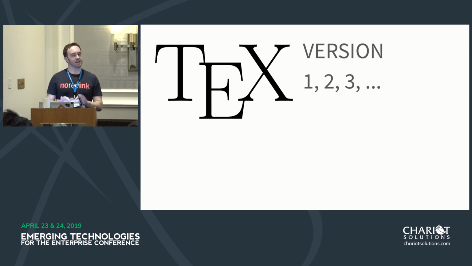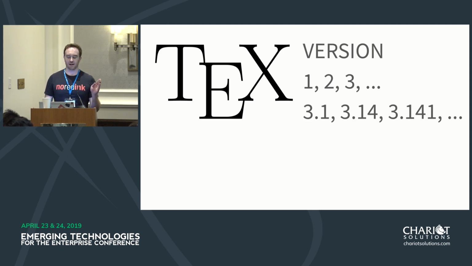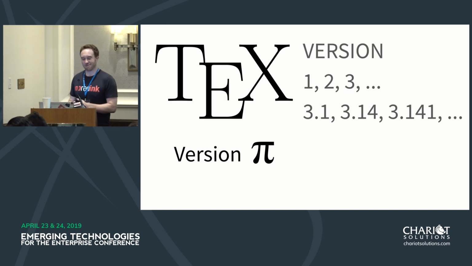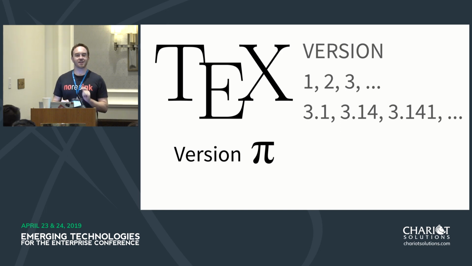And starting with version 3, the version numbers got a little unusual. After 3 came 3.1, then 3.14, and then 3.141. So they're approaching pi. And this is intentional. This is how they're going to be versioned from now until, as Knuth said, the day he dies, at which point he has said he wants TeX to be declared version pi and no longer release any more updates. From then on, as he put it, all bugs are features.